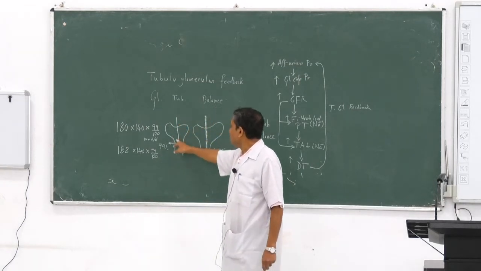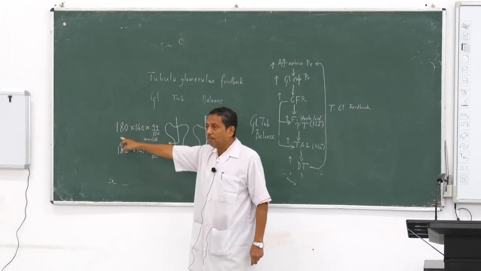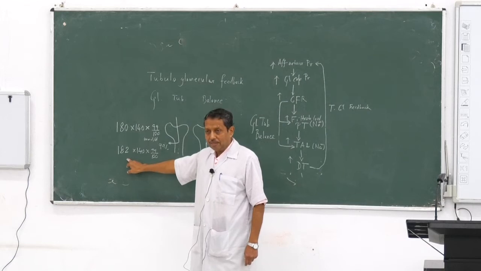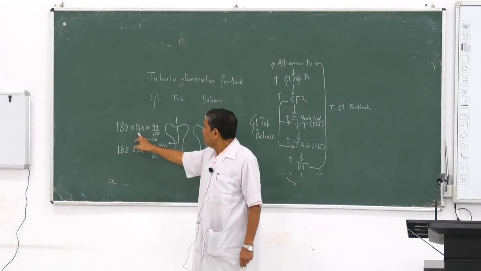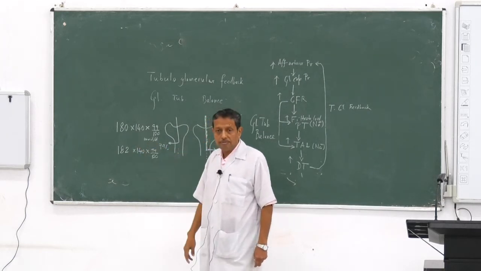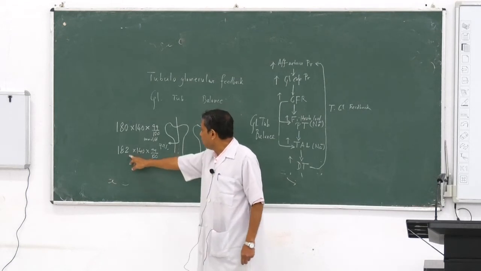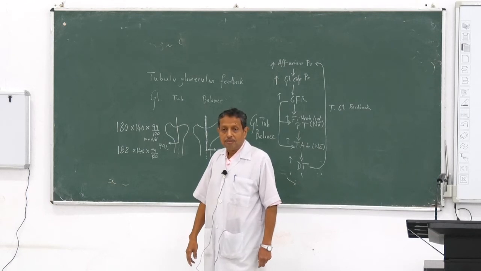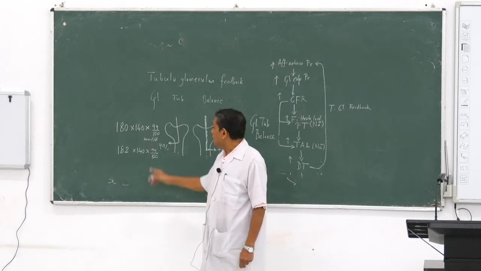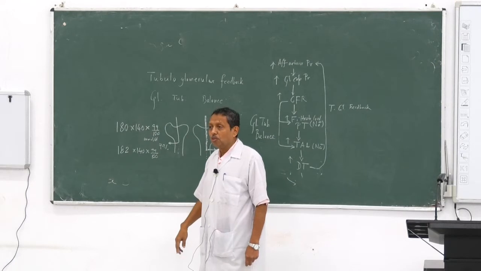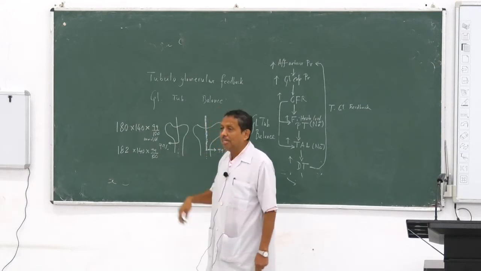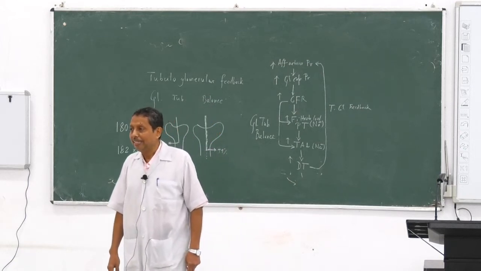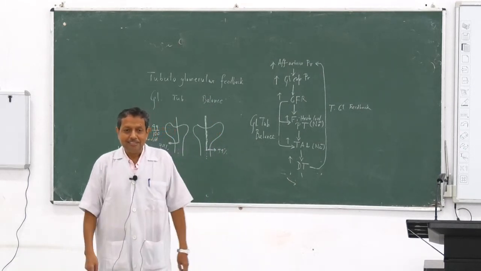Suppose whenever there is 180 liter per day, and when it is 182 liter per day, then this is the reabsorbed, and the percentage remains the same. Clear? The percentage remains the same. So the increase in the excretion is very low. Clear?